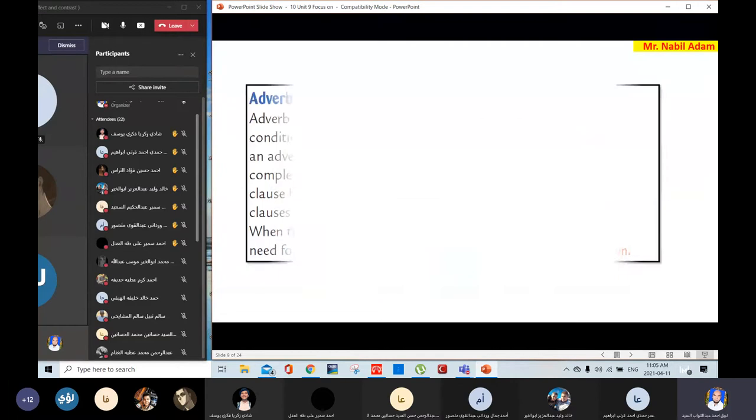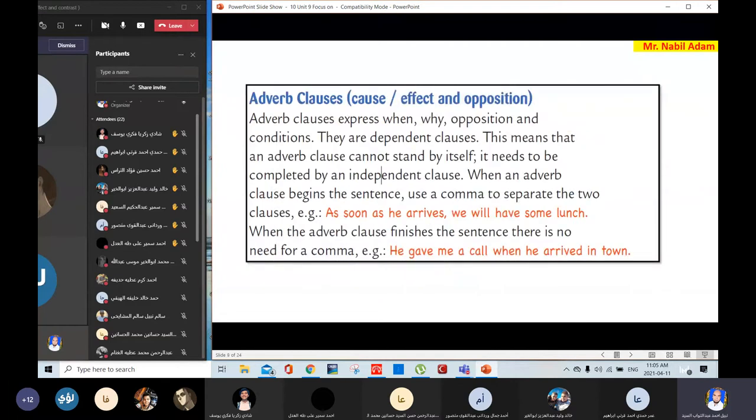Okay? Now let's talk about the grammar point here. Adverb clauses: cause and effect and opposition. These are connecting words used for cause and effect or opposing results. Adverb clauses express when, why, opposition and conditions. They are dependent clauses.